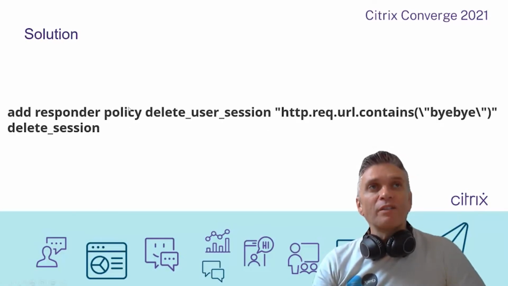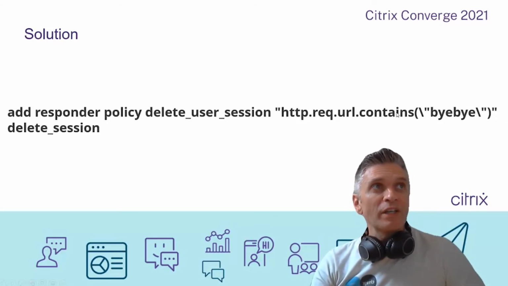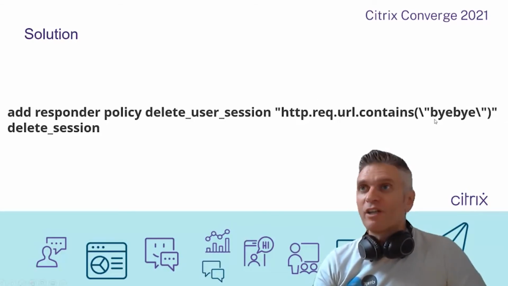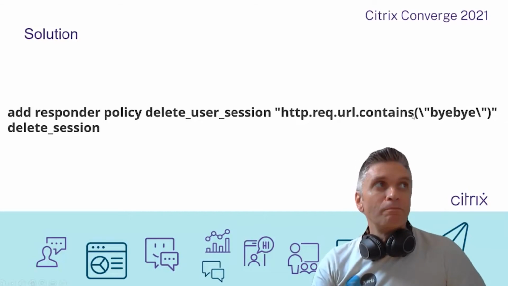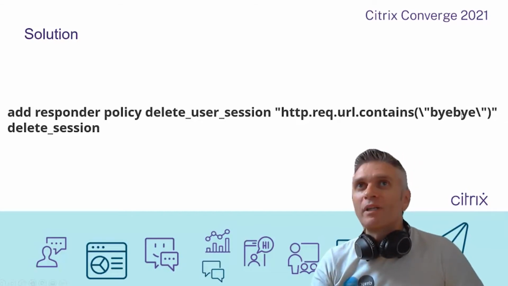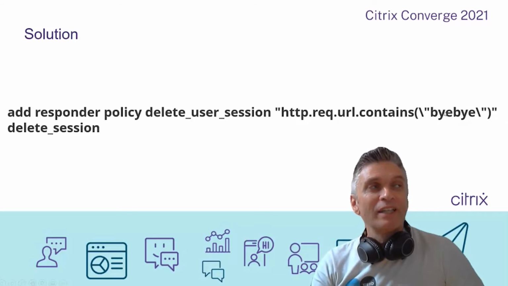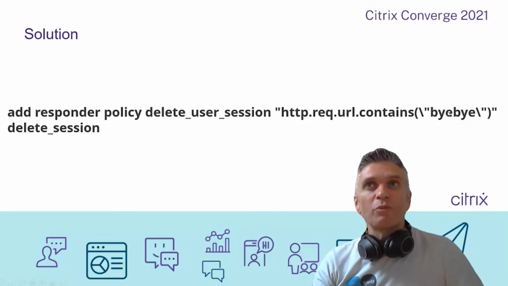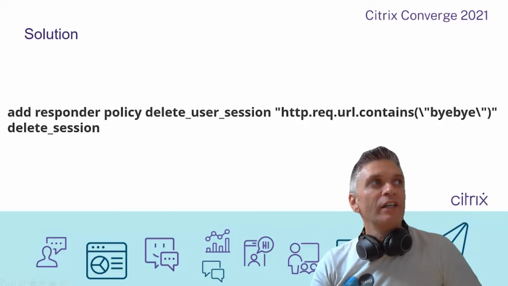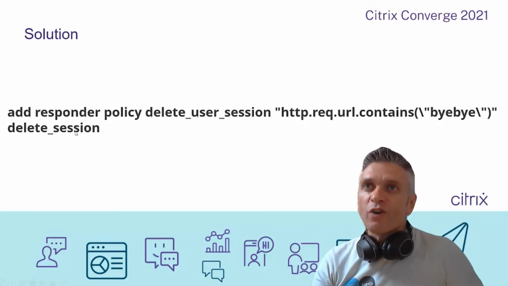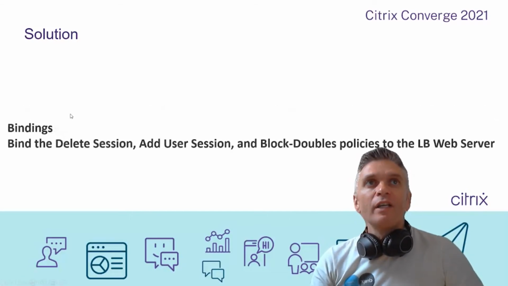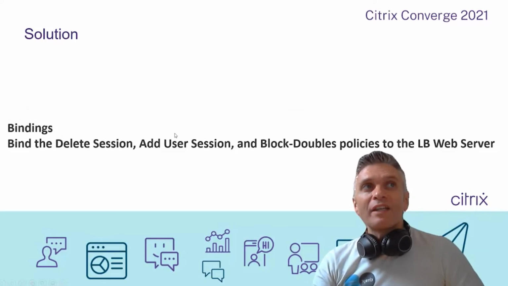This is a responder policy that we're using to log them out. So we can see here if it contains a particular URL or string, there's a contains. I typically set this to something a bit more specific to do with the application, but we'll see how this is coded in later on. We remove the session from our session table, right? So someone clicks log out, we remove a session. Simple. All right. We need to bind those add session, delete session, and block doubles policies.